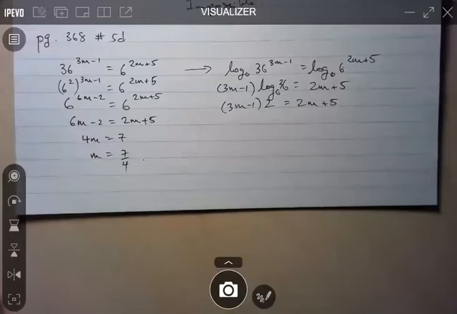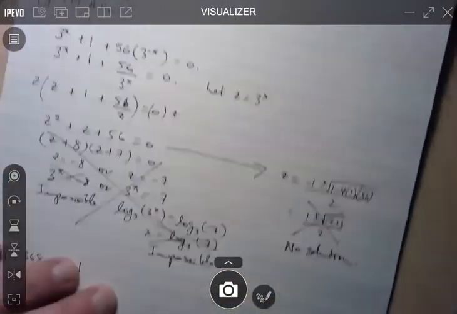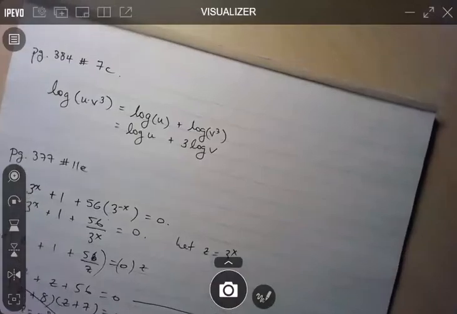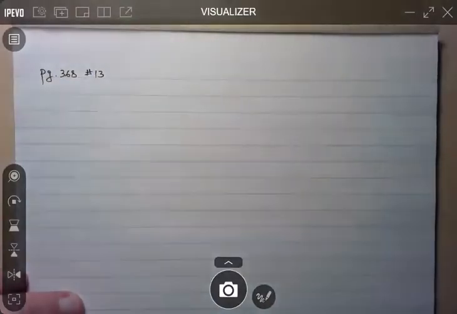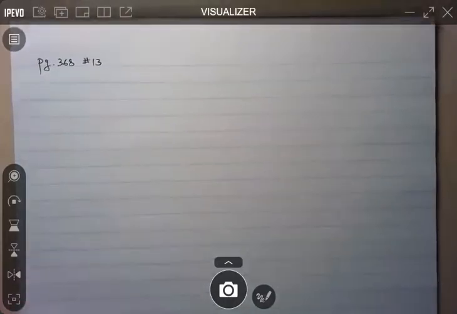Okay, good. All right, let's move on to page 368, number 13. Somebody had asked for that one. Let's find that there. Okay, so this is the one I think we had done in class, but maybe not everybody would have been there to see that. So I'll take a look at this here.